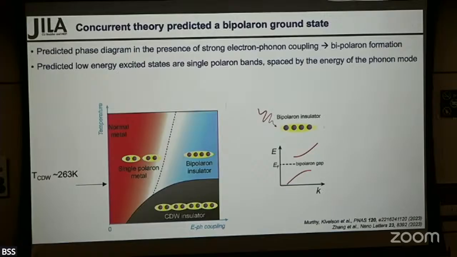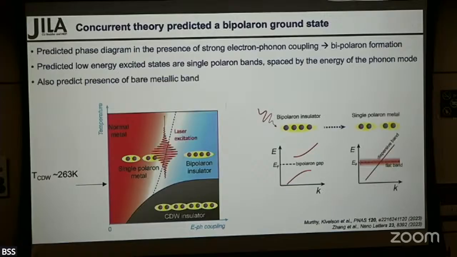In the excited state, if you measure the excitation, you should see the gap melt, and you would see a dispersive free electron band and a flat band corresponding to the different polaron states. So we had something with which we could compare our data.